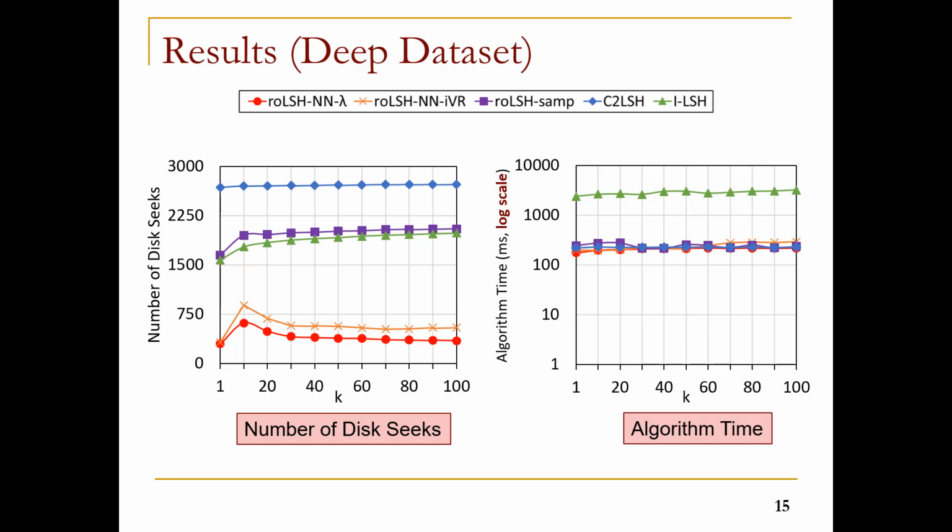The chart is log scale since algorithm time for ILSH was orders of magnitude more than other techniques. This is because ILSH expands the radius incrementally in each projection, which creates a significant overhead. This chart also shows that the overhead of all roLSH variations is very low and the overall algorithm time is close to C2LSH.